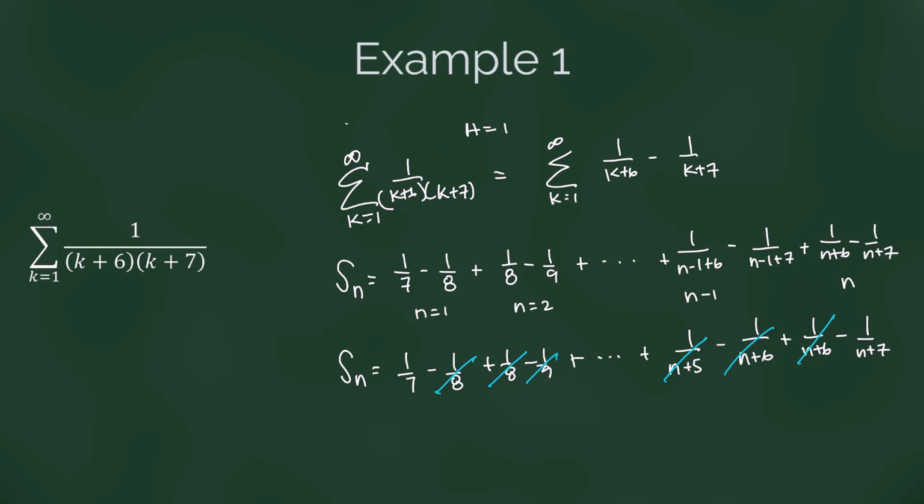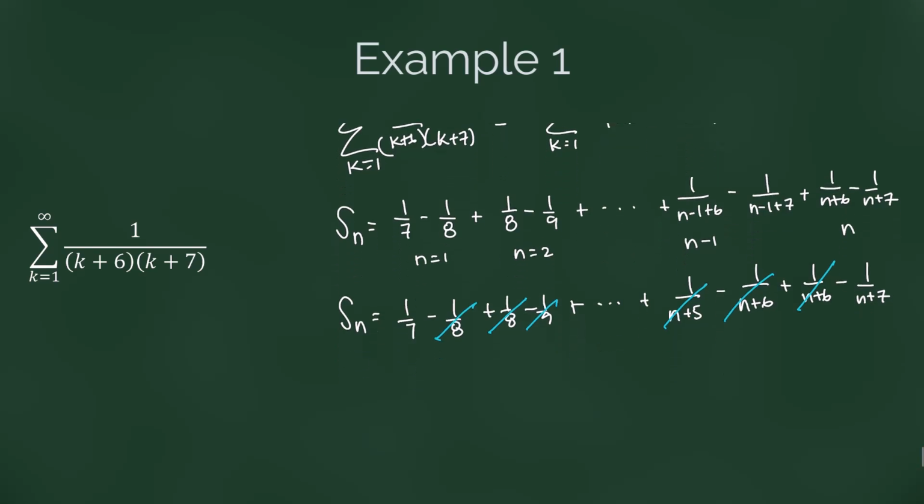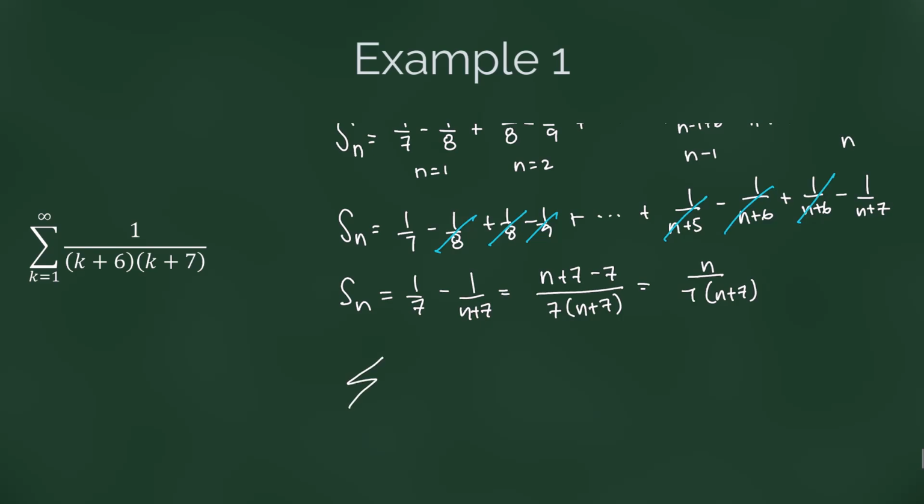So our nth partial sum becomes 1/7 minus 1 over n plus 7. We're going to do some algebra, get a common denominator. That becomes n plus 7 minus 7 over 7 times n plus 7, which is n over 7 times n plus 7.